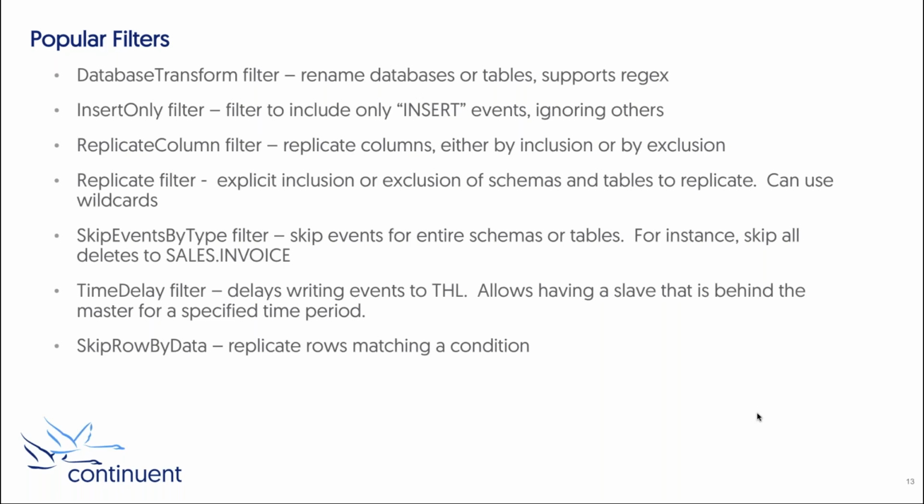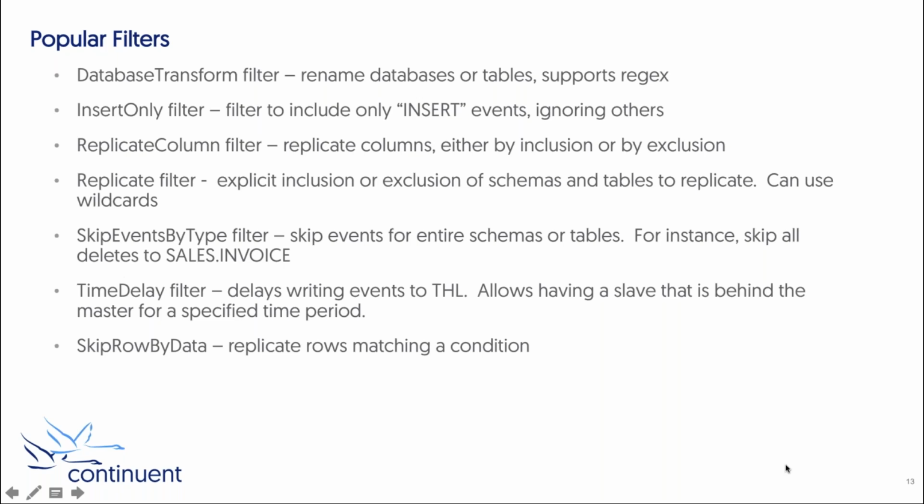Replicate column. So we can actually choose columns to replicate, or we can actually choose columns to ignore during replication. And a good use for that could be if we have a blob field and we're replicating to an analytics system. We don't really need that blob to be replicated into analytics. We really just want data fields, so we might choose to ignore that blob.